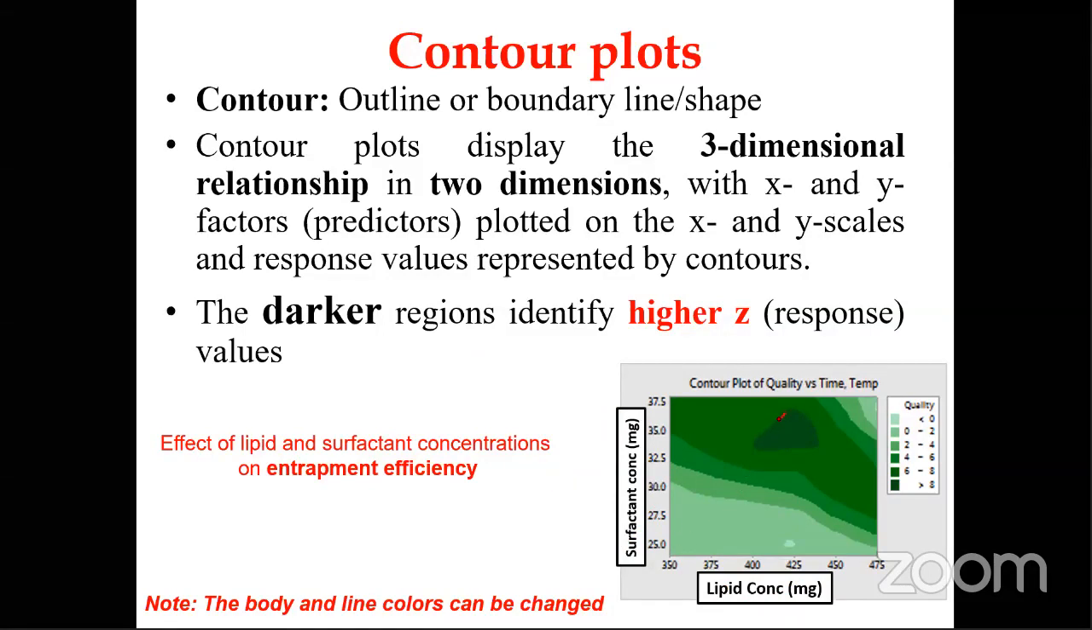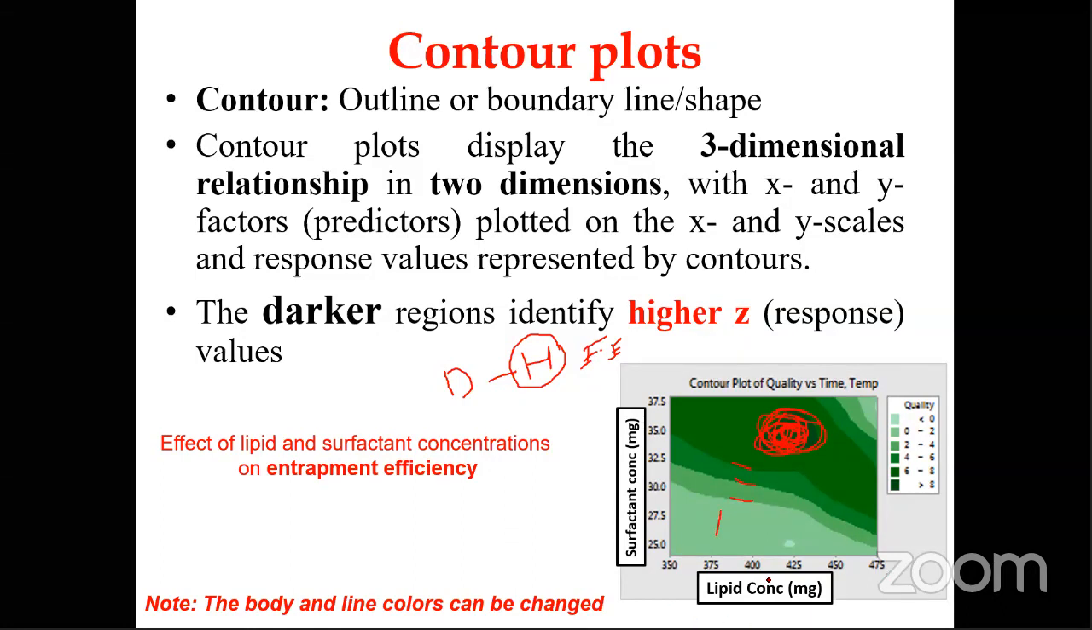As I said, contour means boundary. This is the darkest boundary, followed by light green, still light green, almost light green, and then almost white. So the darker the boundary, remember delegates, the higher the value is. What is the response we are seeing here? Entrapment efficiency. That means this is the area where I can have the highest entrapment efficiency.